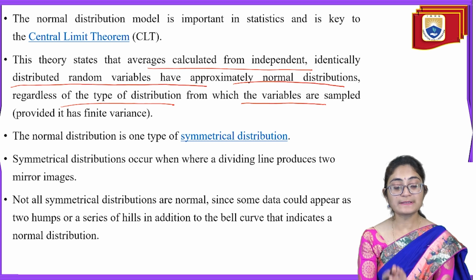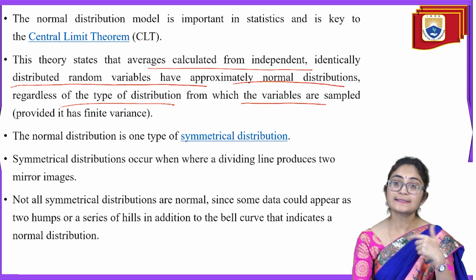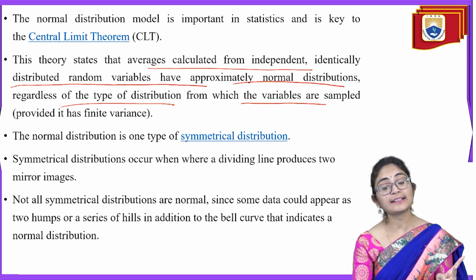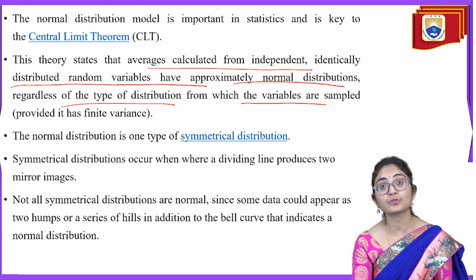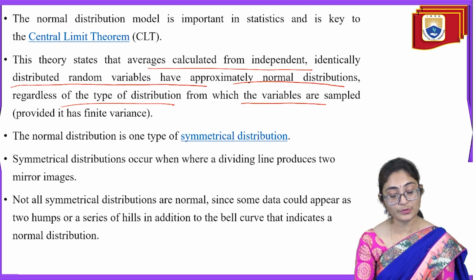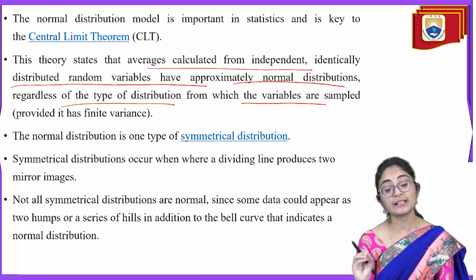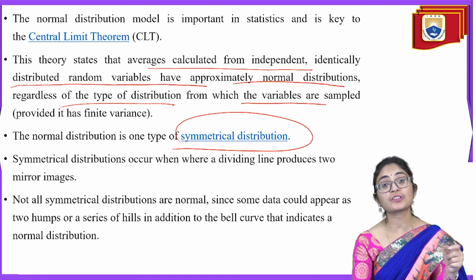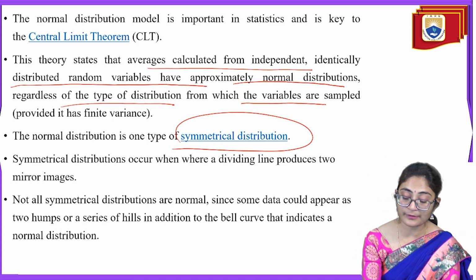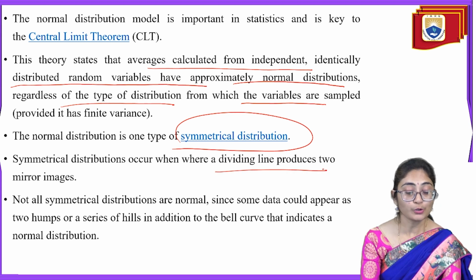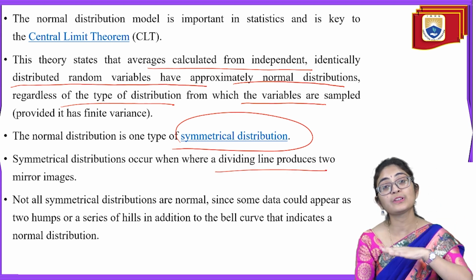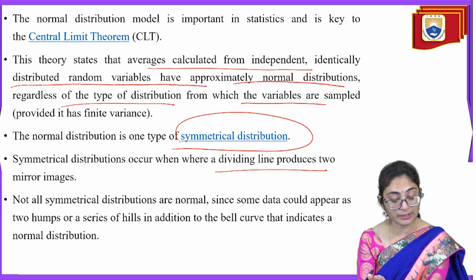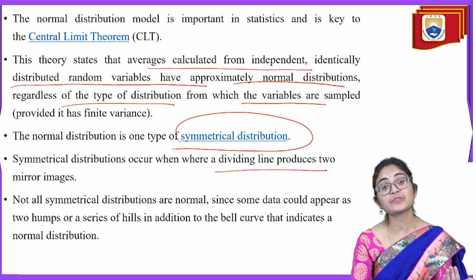So this theory, the central limit theorem, is saying that the average you can calculate from independent, identically distributed random variables also follows a normal distribution. The normal distribution is generally one type of symmetrical distribution. A symmetrical distribution occurs when you divide the line and produce two mirror images. That means when you produce two mirror images, your distribution is symmetrical. Otherwise it will show an asymmetrical distribution.